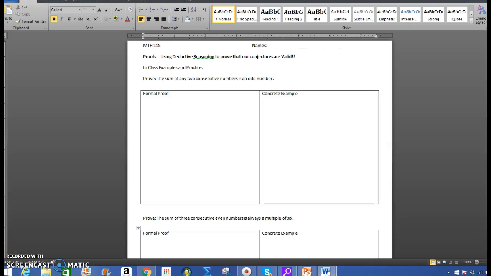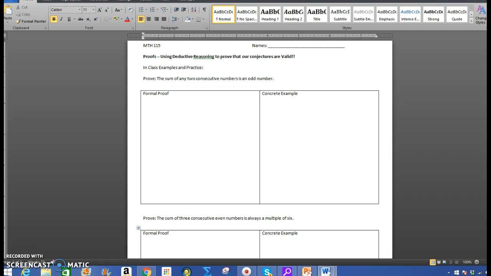Hi students, we are going to take a look at how we can prove that conjectures are true or valid. As you've seen before, conjectures are based on patterns. You can prove them false with a counterexample, but to prove them true, you need a concrete example or a formal proof. Remember that no amount of numeric examples will prove a conjecture to be true.